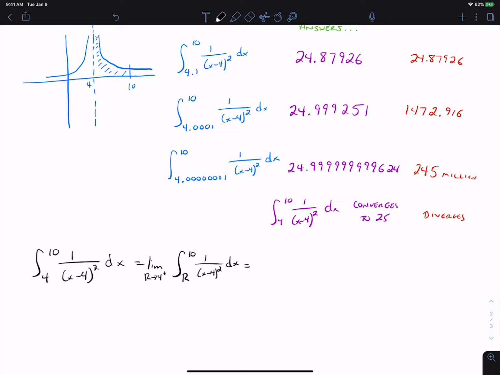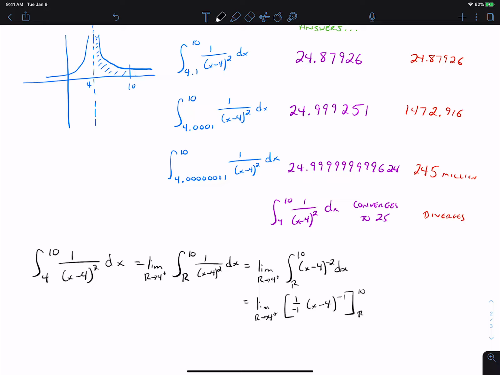And so we're going to do the antiderivative. I'm going to go ahead and rewrite this as x minus 4 to the negative 2. Let's do the integral of that. That's a quick U substitution problem. And so we do 1 over negative 1, x minus 4 to the negative 1, evaluated from r to 10.